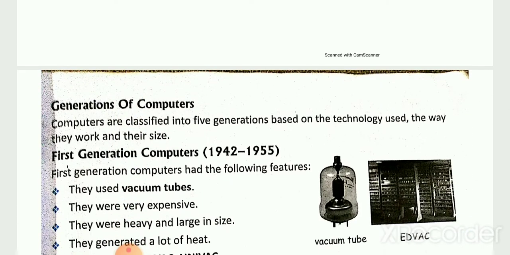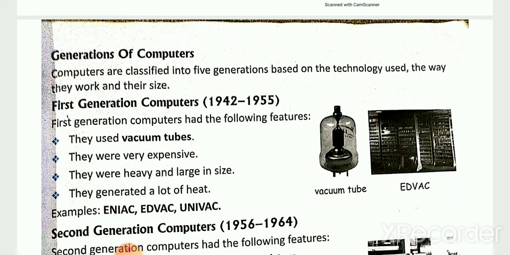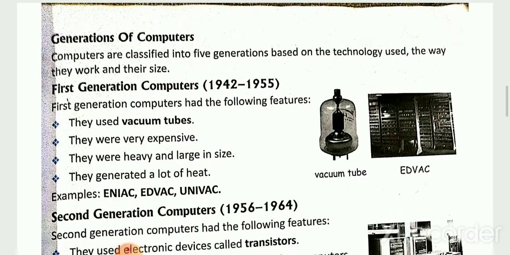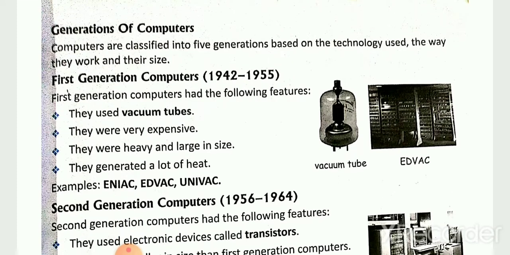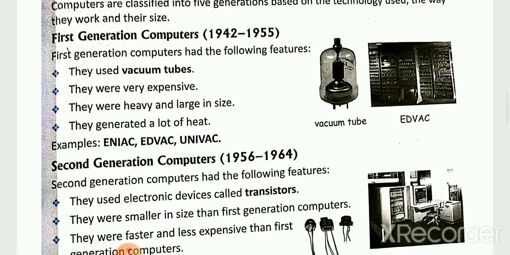Generation of computers. Computers are classified into 5 generations based on the technology used, the way they work and their size. Computers have 5 generations. Now first I will discuss with you first generation computers. The first generation computers had the following features.